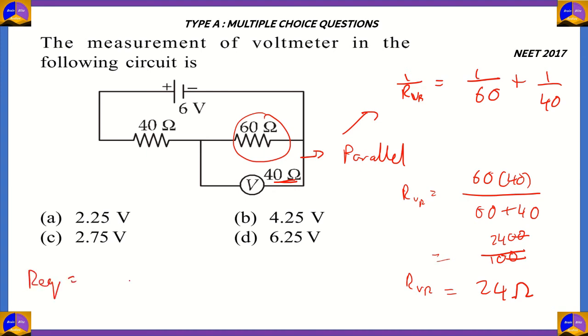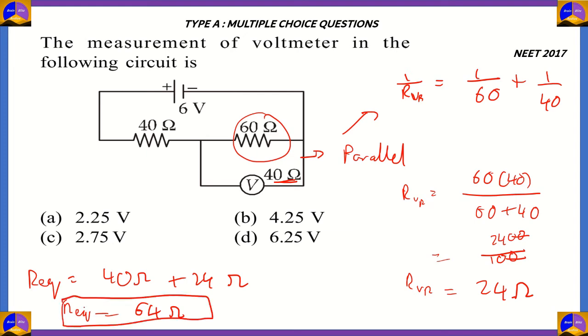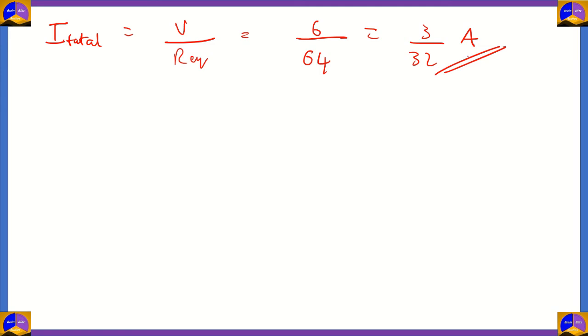So our equivalent, that's the total resistance, is 40 ohms plus 24 ohms, which is equal to 64 ohms. So now we know the total resistance of the circuit, that is 64 ohms. Next, we need to find the total current passing through the circuit. So I total is equal to the voltage of the battery divided by the total resistance. In this case, that is 6 divided by 64, which is 3 by 32 amperes. So the current passing through the circuit is 3 by 32 amperes.